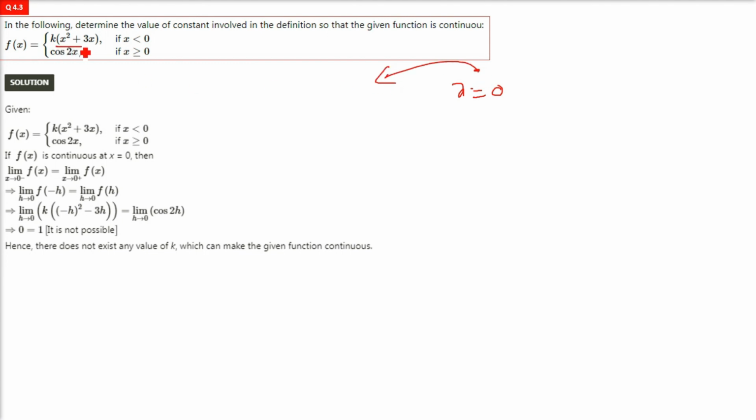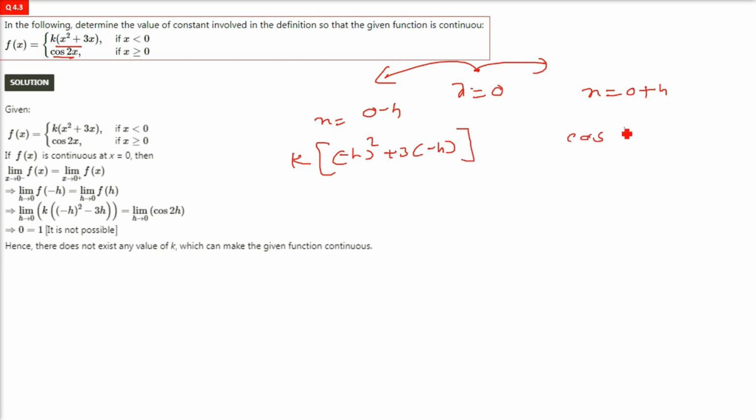So on the left it will be k into x square plus 3x. On the right it is going to be cos 2x. So on the left we will put 0 minus h, on the right we will put 0 plus h. Let us put it here. k, 0 minus h means minus h, so k into (minus h) whole square plus 3 into minus h. On the right we have cos 2 into (0 plus h), that is h.